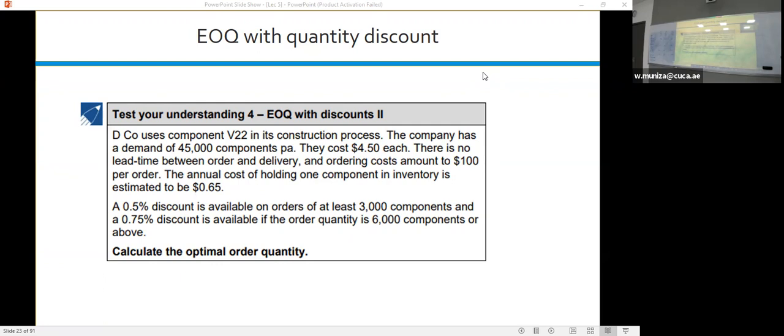Yes, 0.5%. So the purchase price is going to be reduced. It will be 99.5%. The optimal order quantity is EOQ. In the exam, they can ask you with both the terms.